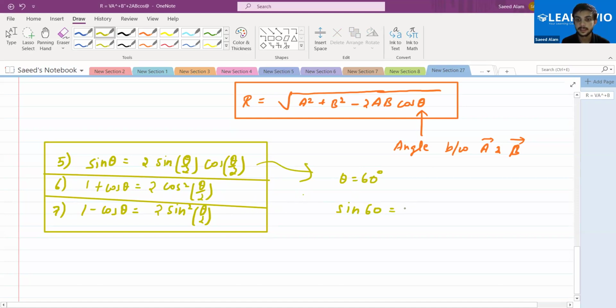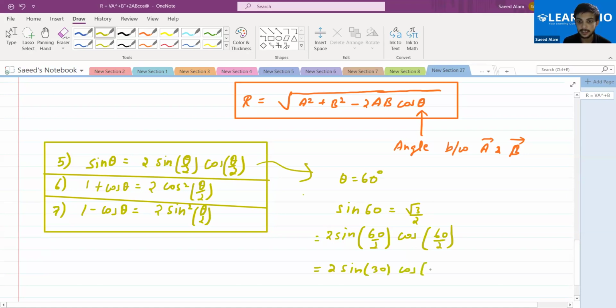Do 3 by 2, root 3 by 2. Okay, now tell me one thing. On the RHS side, what will I get? I'll get 2 times sine of 60 by 2 into cos of 60 by 2. Yes or no? Yes. So what will be inside the sine? 30.